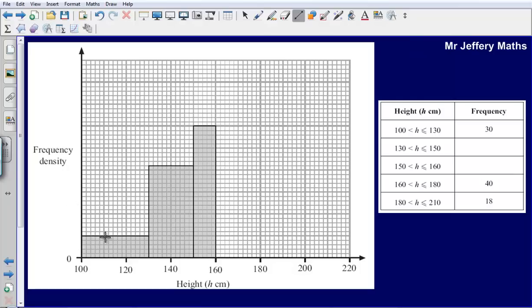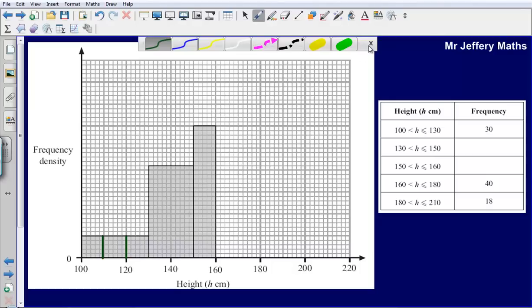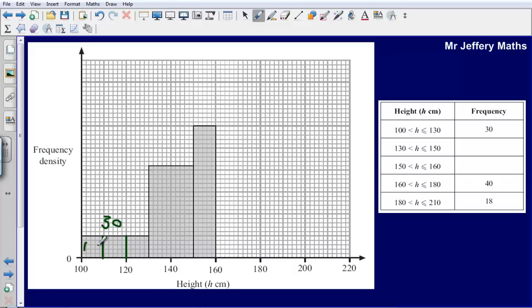So our first step to interpret a histogram is to first of all take a look at a bar that we know the value of. This first bar we're told is worth 30, and so the first step really is to break it down into smaller, more manageable boxes. So we know that this whole thing in total is worth 30, so what I can say is that each of the boxes is going to be worth 10 each. From this I can then go about starting to calculate the missing frequencies and also completing the table.